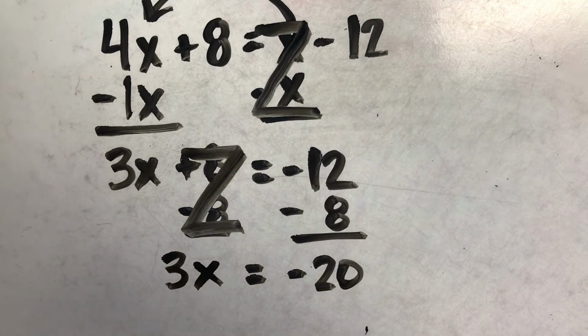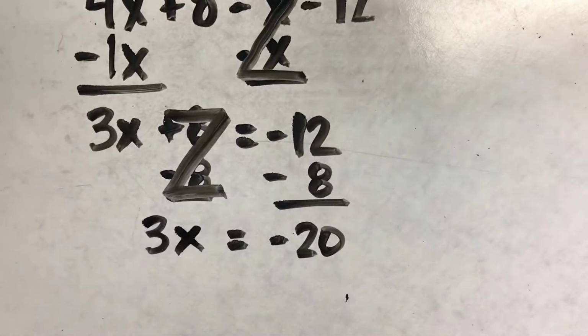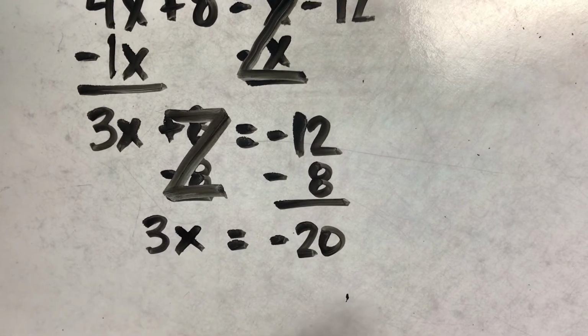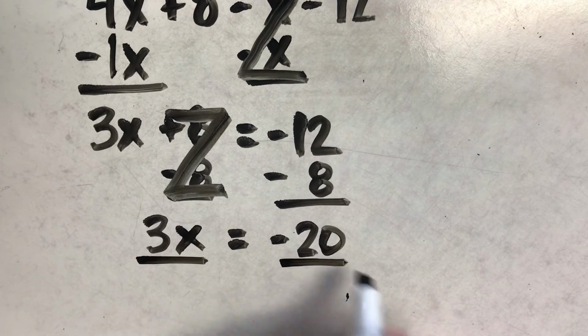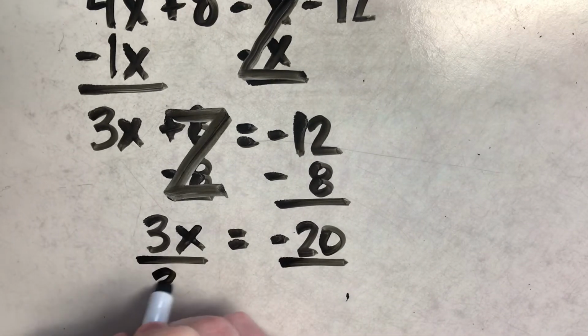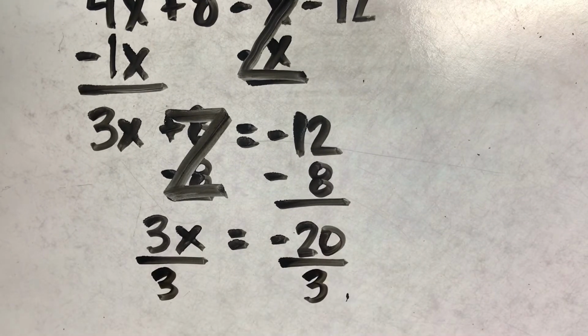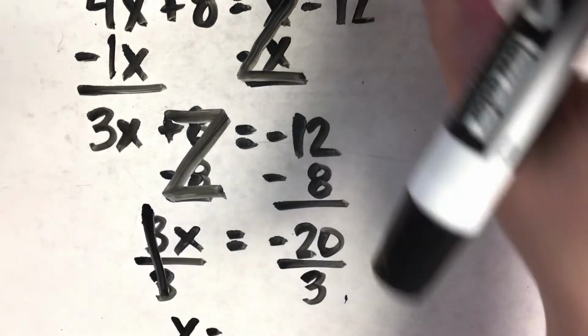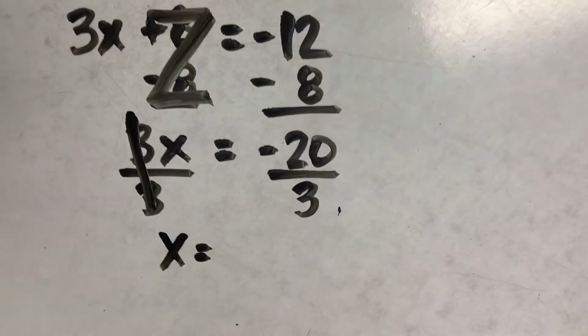Once you get to this point, I'm going to scoot you down a little bit. To get rid of the 3, since that's being multiplied, I have to undo it with division. I'm going to divide it on both sides. So if I divide by 3, this one cancels, and I get x equals, you have a few options with how you could write your solution.